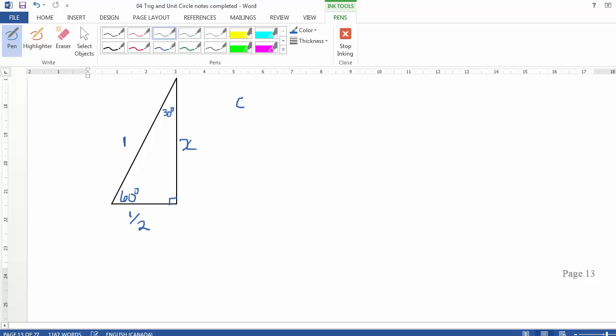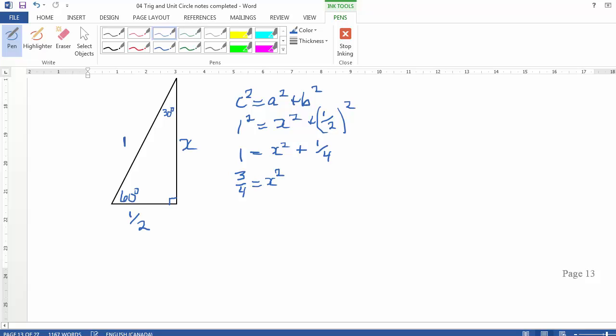So again, we can use our Pythagorean Theorem. C is our hypotenuse, so we'll say 1 squared is equal to x squared and our half squared. And just a reminder, we're going to square this whole thing like that. 1 squared is 1, equal to x squared plus a half squared, which is a quarter. And then we're going to subtract a quarter from both sides, so we'll get 3 quarters is equal to x squared. And this is like that other example that we warmed up with.